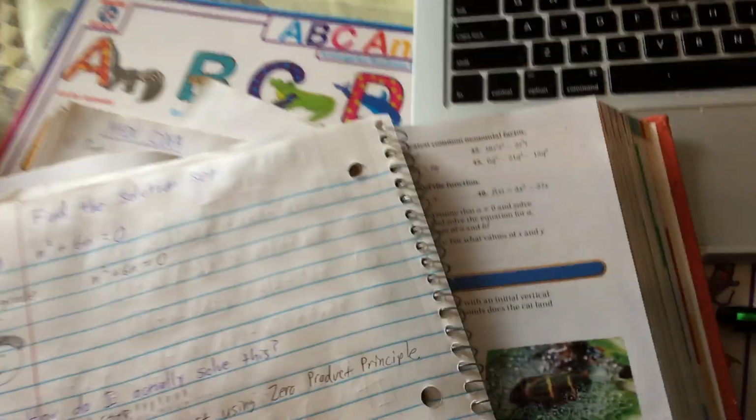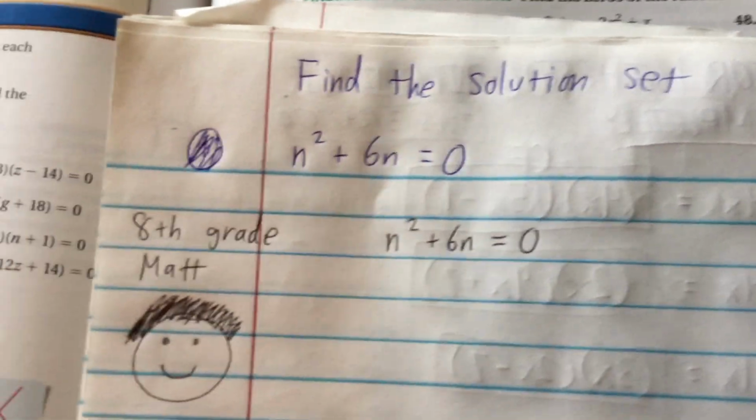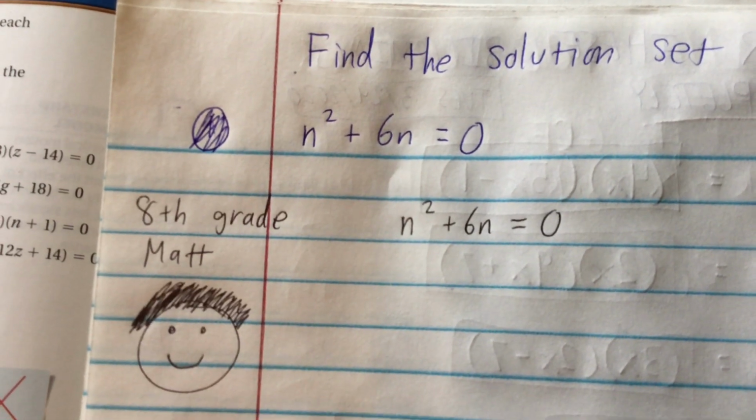Luckily, I'm going to be a nice guy. So find the solution set. You've got n squared plus 6n equals 0.